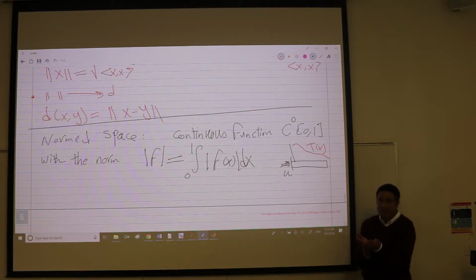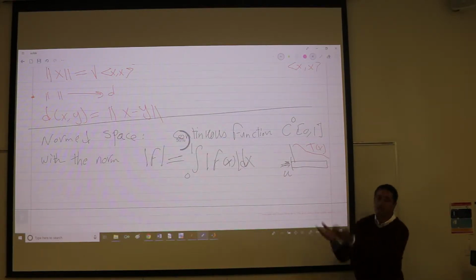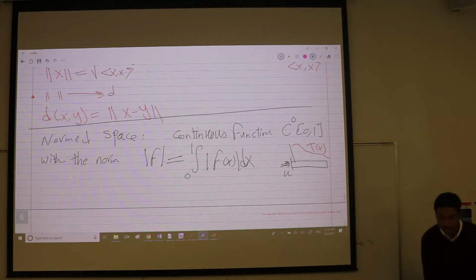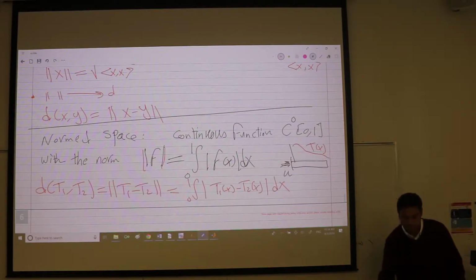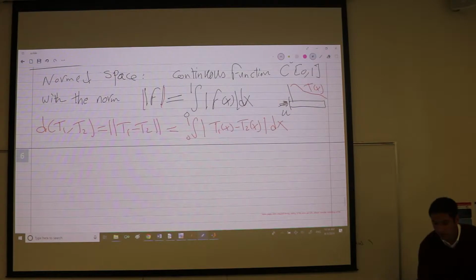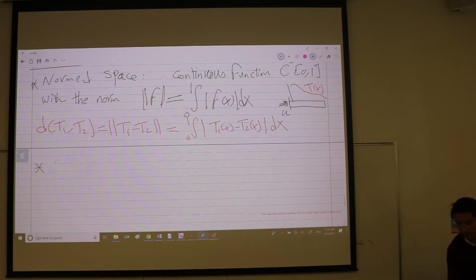So are you talking about distances? Yes, I'm talking about distances. How far they are? Well, I can define it because a norm gives you a distance. I can define the distance between T1 and T2 as the norm of T1 minus T2, which, according to this definition, is the integral of the absolute value of T1 of x minus T2 of x, which is the obvious thing to do, but we're making it formal, right? So this is a normed space.